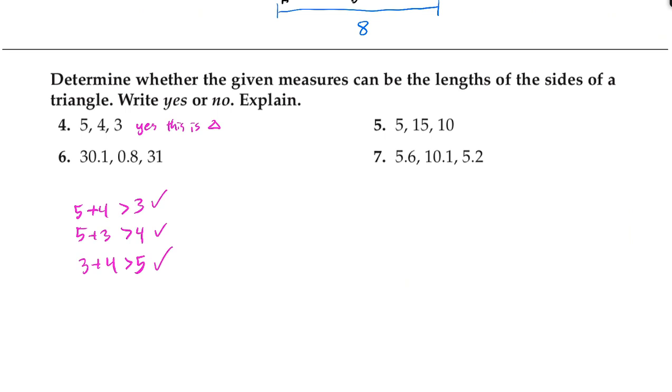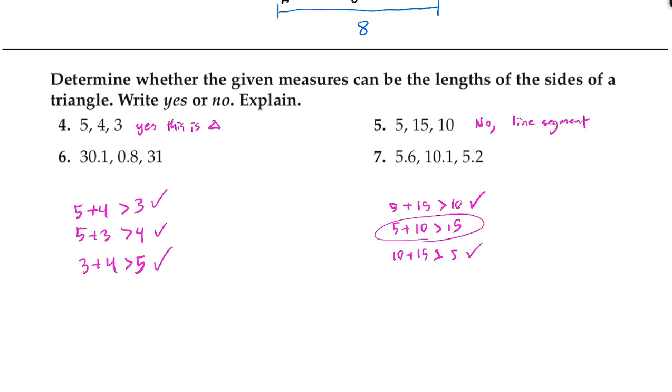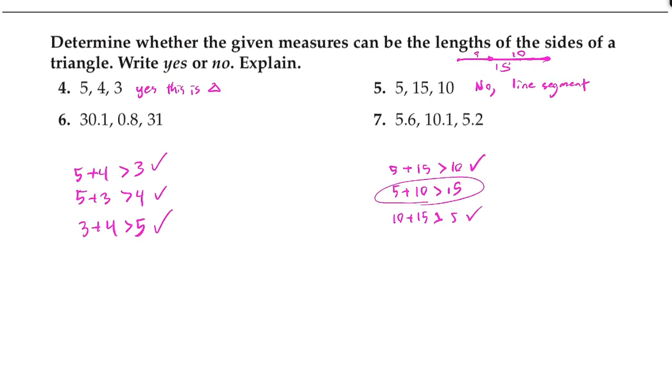All right, let's check the next one. So for 5, we have 5 plus 15 is bigger than 10. We have 5 plus 10 is bigger than 15. And we have 10 plus 15 is bigger than 5. So check, that's true. Check, that's true. But uh-oh, these are equal to one another. So this is actually no. This is a line segment, right? So yes, they could connect, but the connection would be like this. Here's a total of 15, here's 5, and here's 10. So it would just form a segment. So it's like you're trying to cross the river and they exactly touch in a perfect straight line, but we just don't have a triangle that's formed.